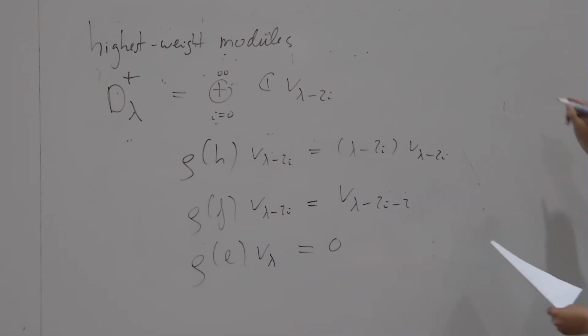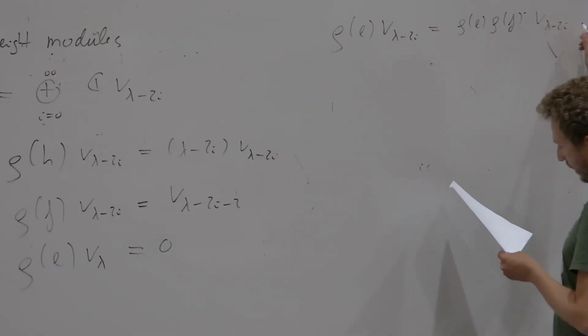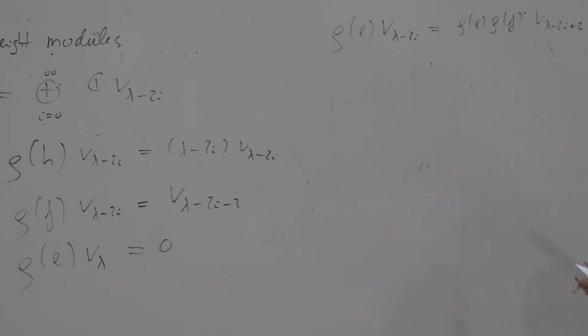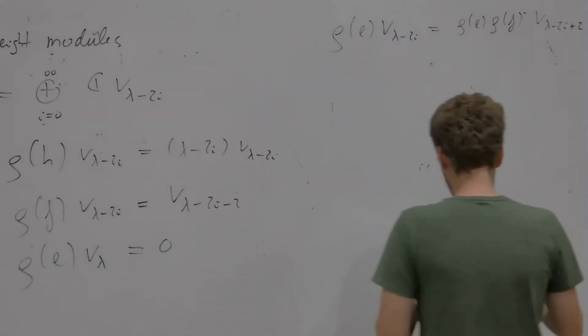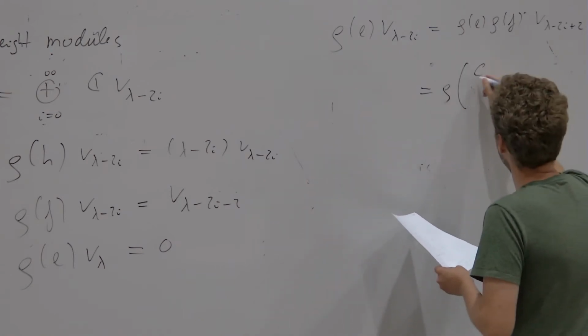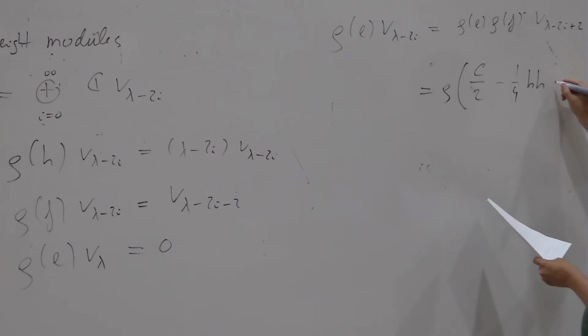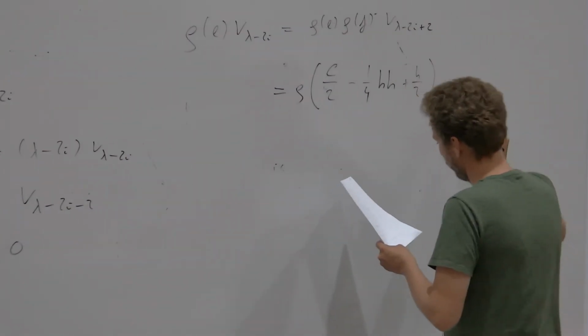And now let's think about how E could possibly act on a given weight vector. Well, we know that this given weight vector is the image of the vector of weight shifted by 2 under F. And now we can use the relation that we know that E times F is equal to the Casimir plus a polynomial in H. So that means that this is the action of the Casimir over 2, minus 1 over 4 H times H plus H over 2 acting on this vector.